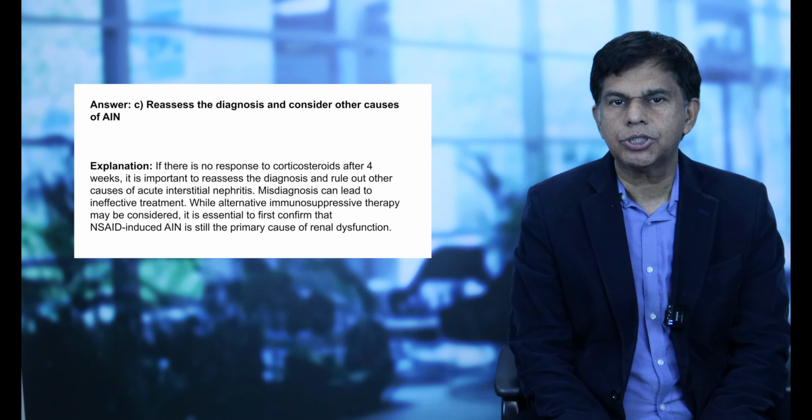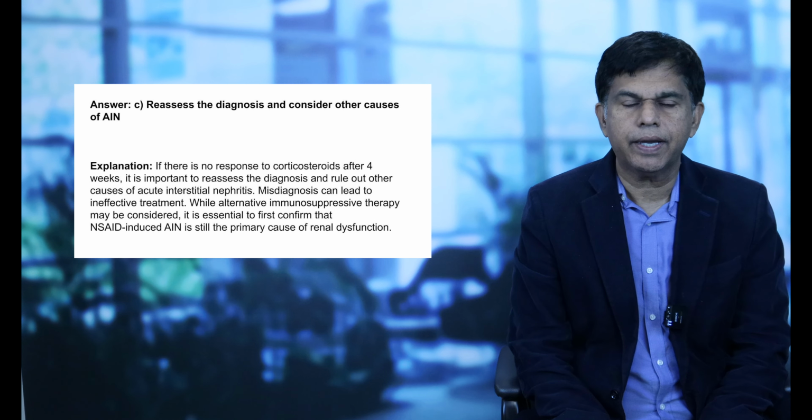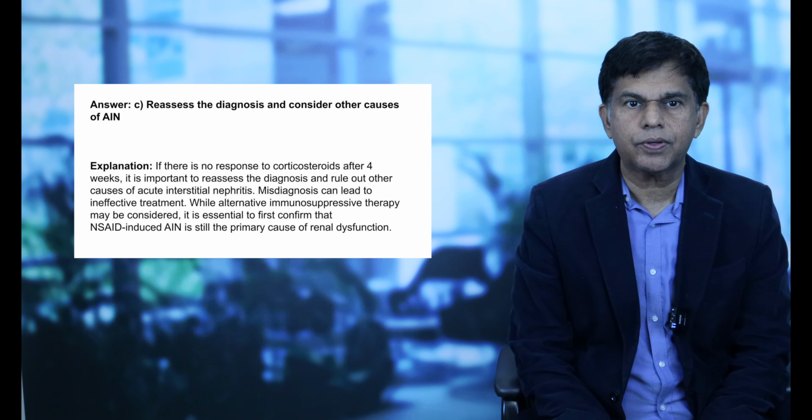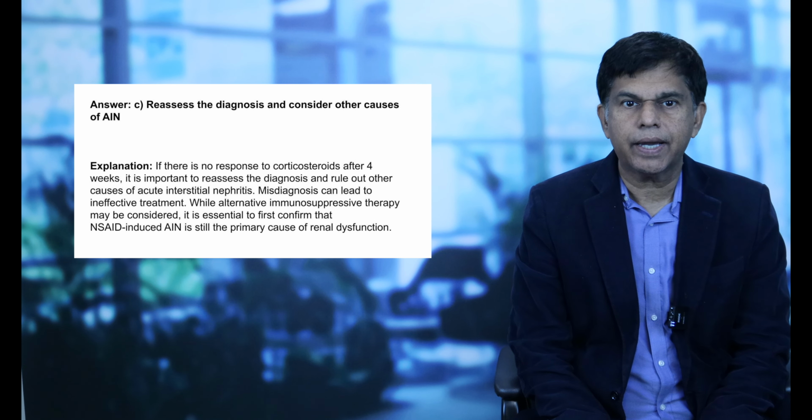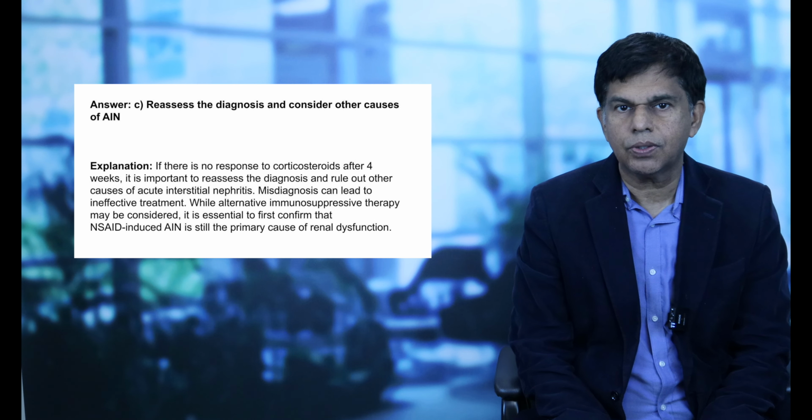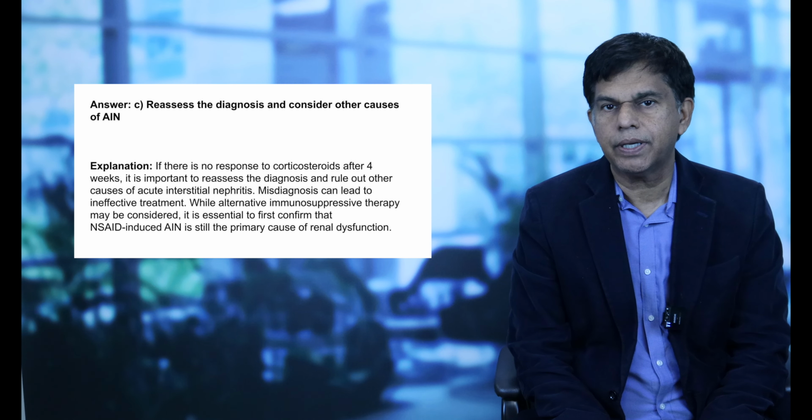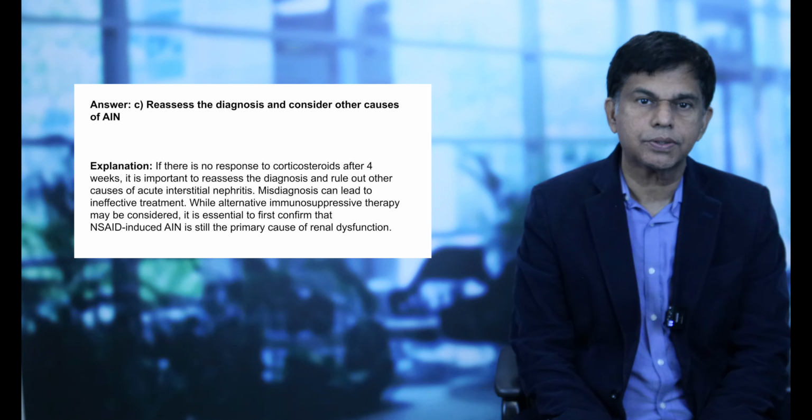Reassess the diagnosis and consider other causes of AIN is the most appropriate action in this case. If there's no response to corticosteroid after 4 weeks, it's important to look at other causes, okay? Misdiagnosis, a lot of complications. So again, 4 weeks, no improvement, look for other causes.